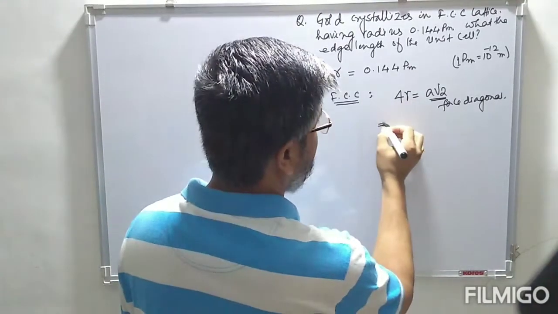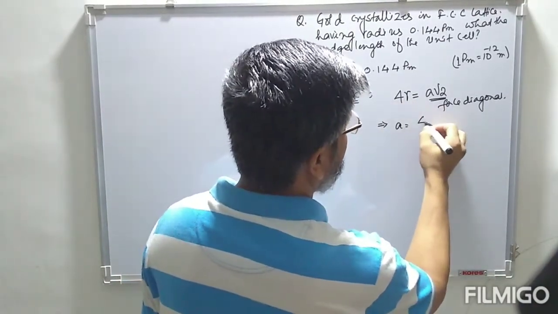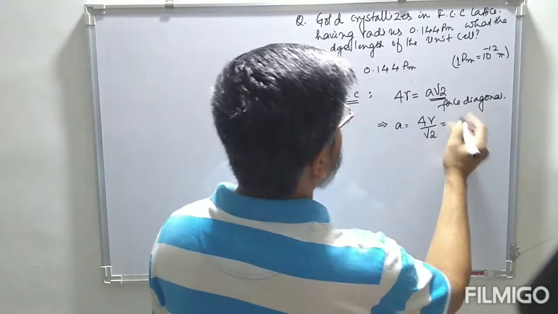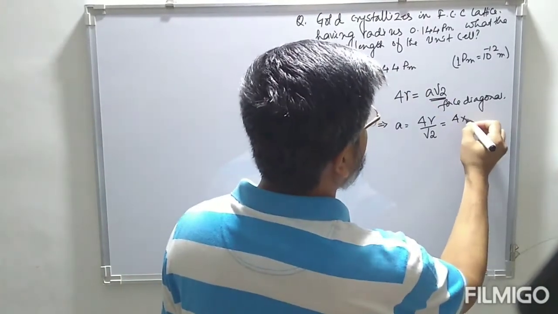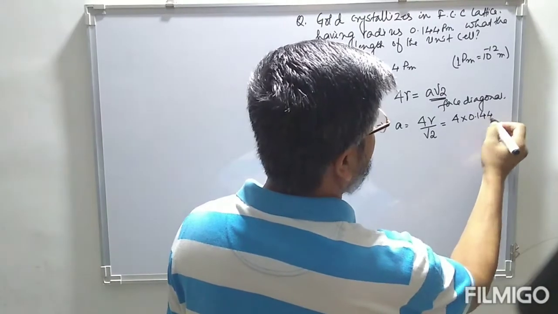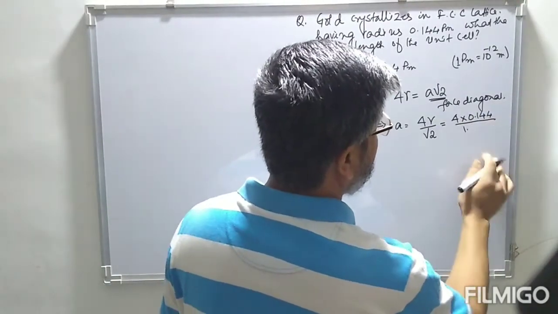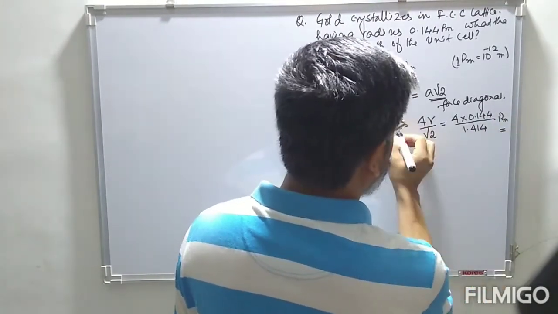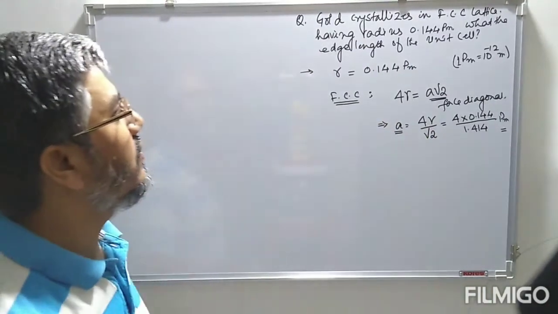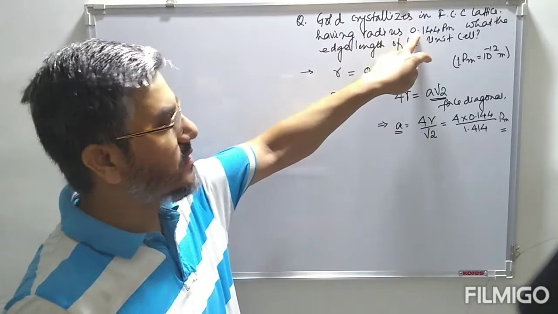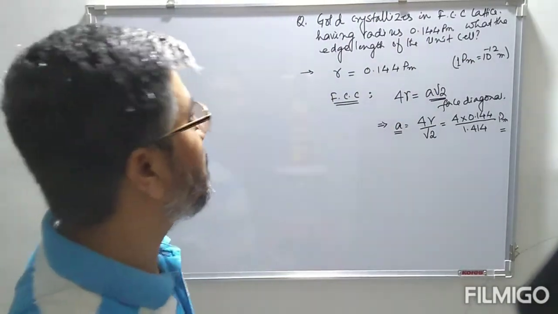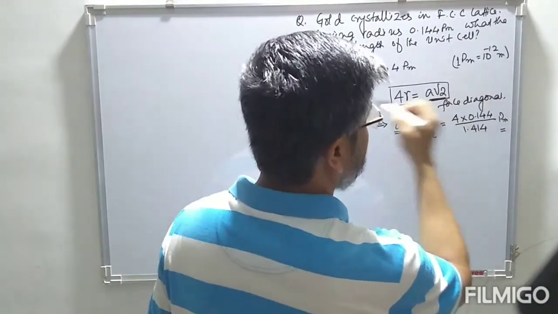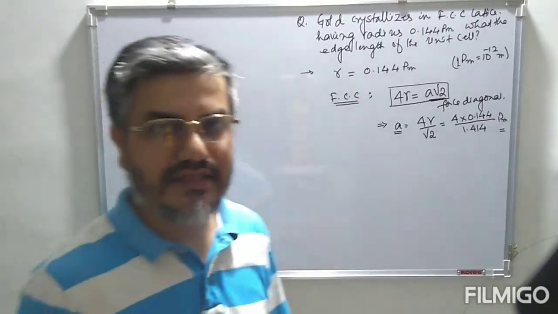R is given, so therefore a is equal to 4 times r divided by root 2. So we are given the value of radius, 4 into 0.144 divided by root 2, which is 1.414. So this gives you the edge length of the unit cell of gold. The basic point here is that we use the relationship between radius and the edge length of an FCC lattice.